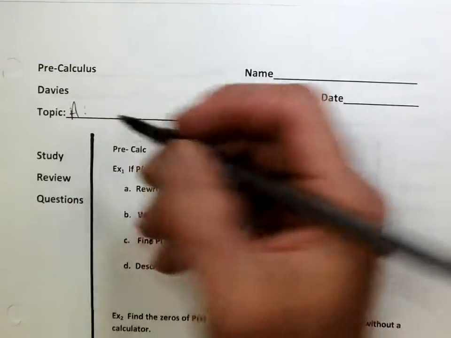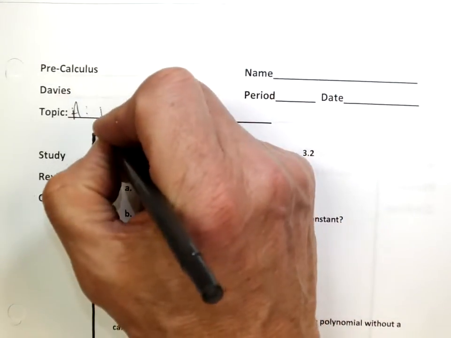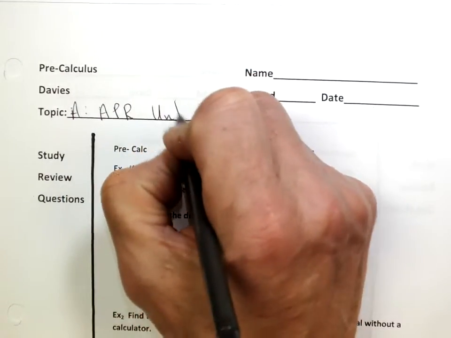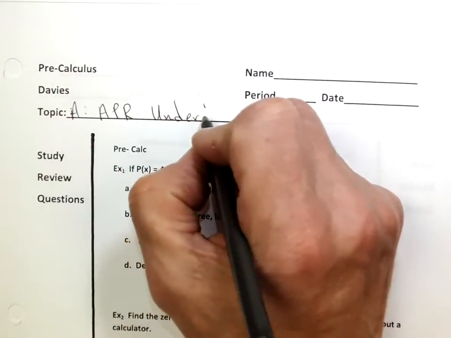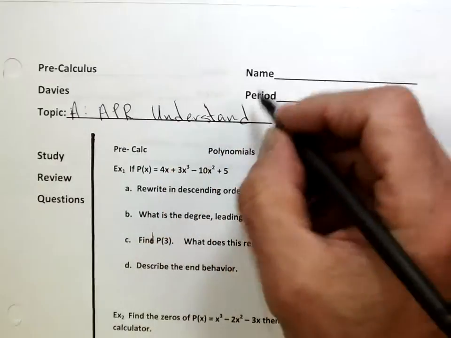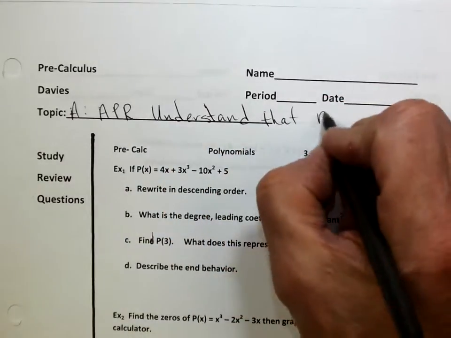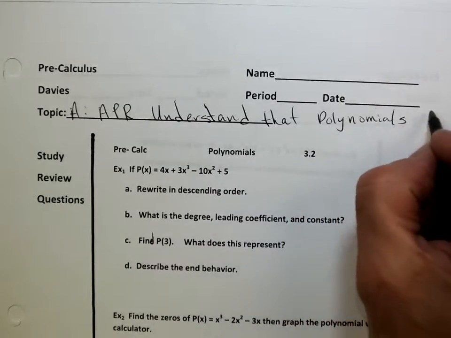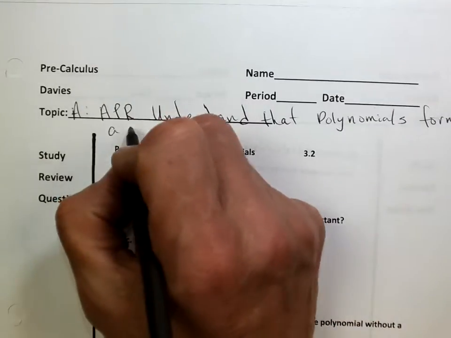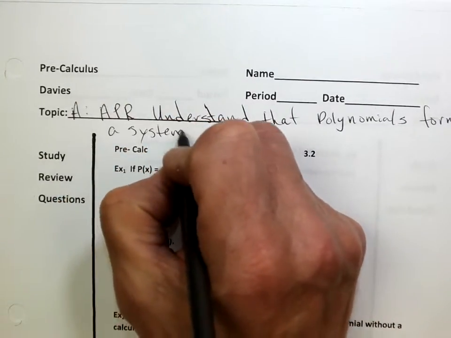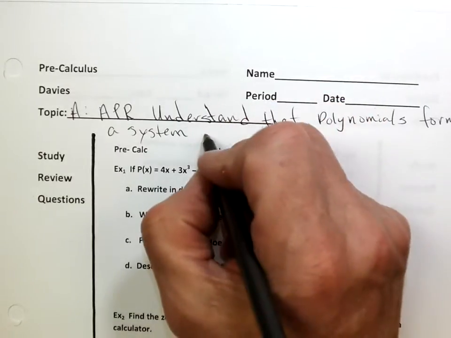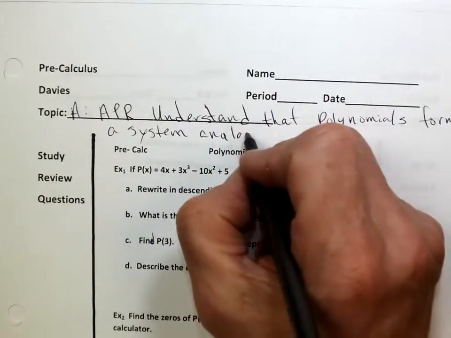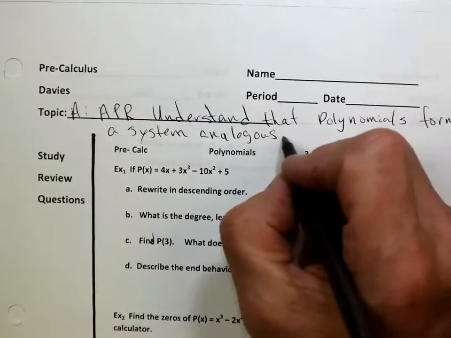It's a common core topic. It's under algebra. Algebra and polynomials. P for understanding polynomials. And it says understand that polynomials form a system analogous to integers.